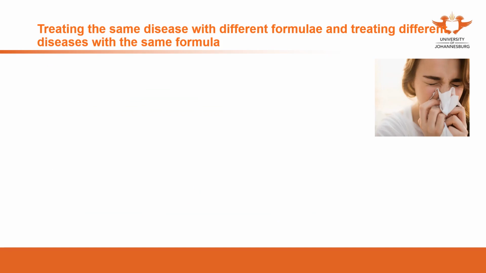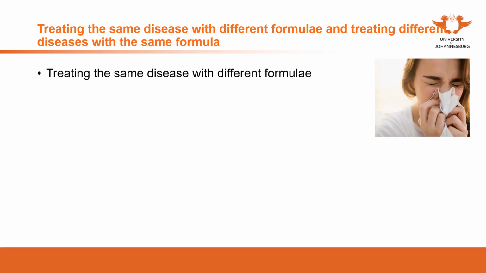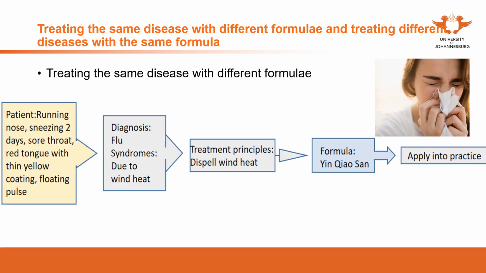What does it mean by syndrome differentiation? What's the difference between treating the disease and treating the symptoms? So the first one is treating the same disease with different formulae. There was a lady with a runny nose and sneezing for 2 days. She had a sore throat and a red tongue with a thin yellow coating, and a floating pulse.